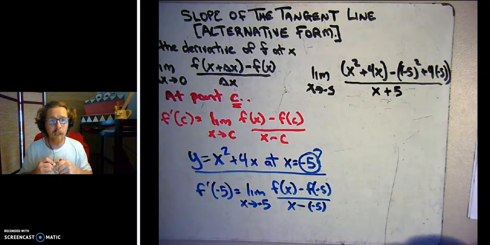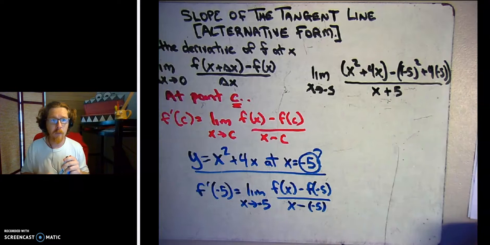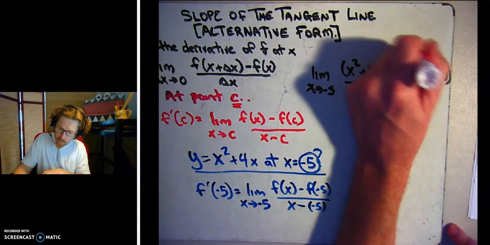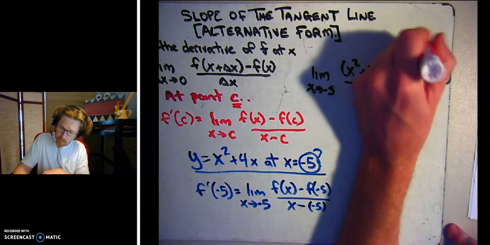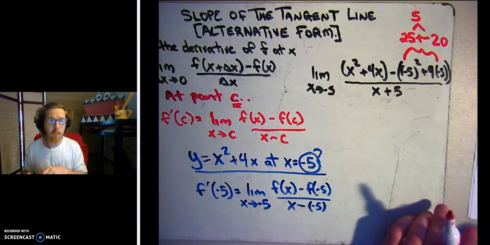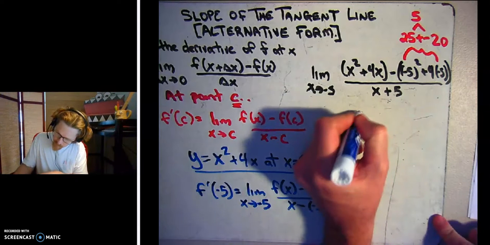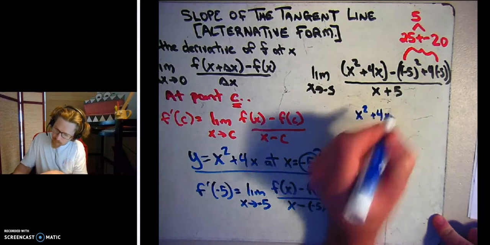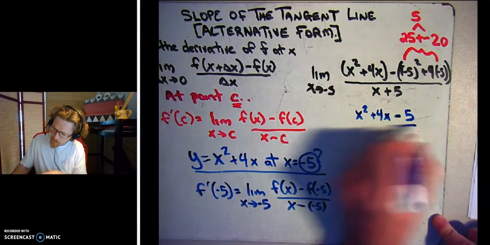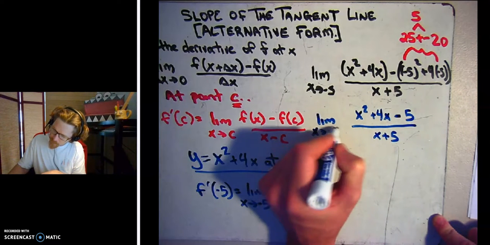Now there's some evaluating that I can do. I know that negative 5 squared is positive 25, and I know that 4 times negative 5 is negative 20, and I can combine those like terms. So 25 plus negative 20 is 5. So in my numerator now, I have this x squared plus 4x, I have that minus, and then we've already done this math, and we end up with a 5. In my denominator, I have x plus 5, and I'm still taking the limit as x approaches negative 5.